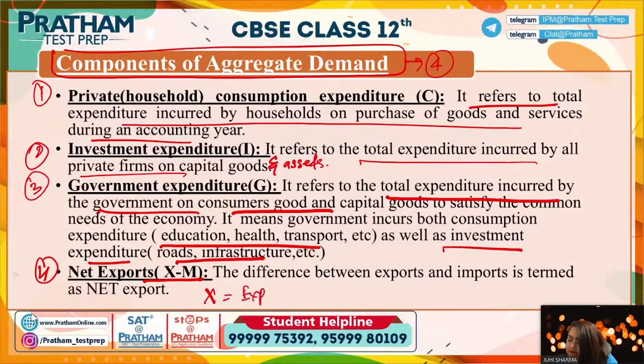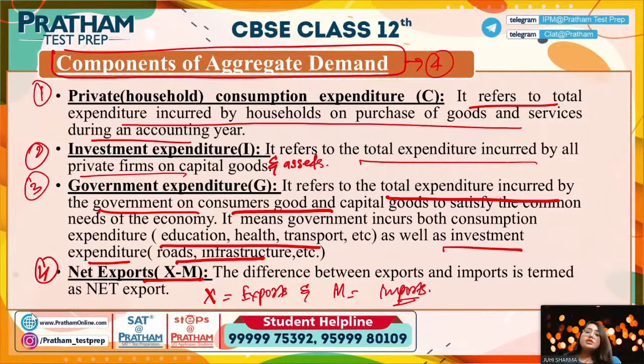X represents हमारा exports and M represents imports, right? So net export क्या होता है? The difference between export minus imports. Country का कोई भी कंट्री अगर आपकी अच्छी सिचुएशन में कब होती है? When वो एक्सपोर्ट ज्यादा करती है, इंपोर्ट कम करती है, राइट? That means that we say that the country is in a good situation.